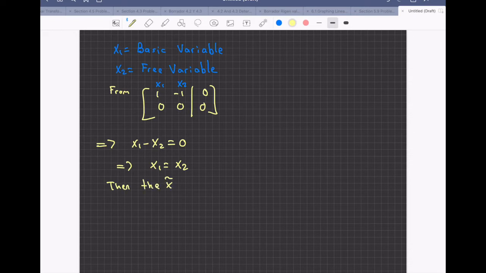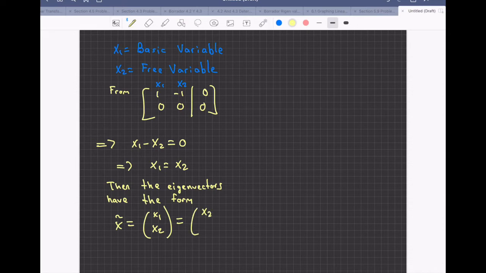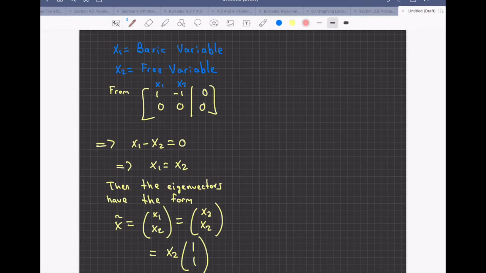the eigenvectors have the form x equal to x1, x2, but x1 is the same as x2, so I can put only x2, or what is the same, x2 times 1, 1. You see? So notice that this implies infinitely many eigenvectors.